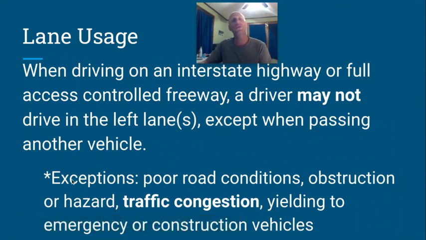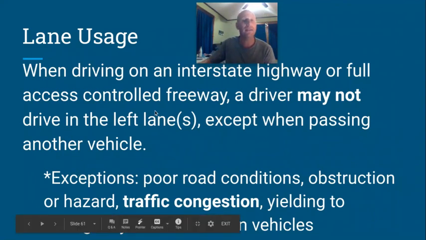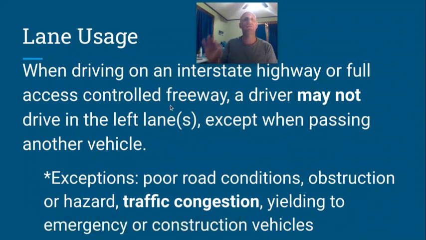Lane usage. When driving on an interstate highway or full access controlled highway, a driver may not drive in the left lane except when passing another vehicle. So when you're on the interstate, you are not allowed to be in the leftmost lane unless you are actively passing someone. You can't just hang out in the left lane. The left lane is reserved for passing, and it's reserved for emergency vehicles. Emergency vehicles like a police officer, ambulance or fire truck that are on their way to a call or taking someone to the hospital, they get in that left lane, they flip their lights on, and they book it. And we're supposed to stay out of that lane unless we're actively passing someone.